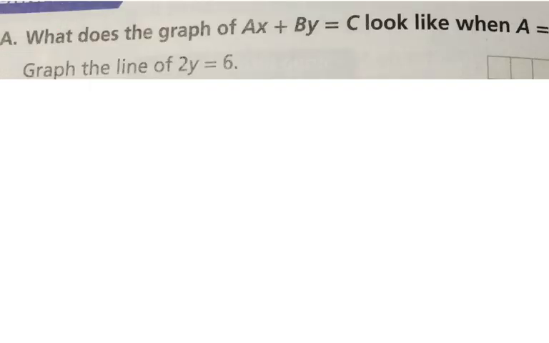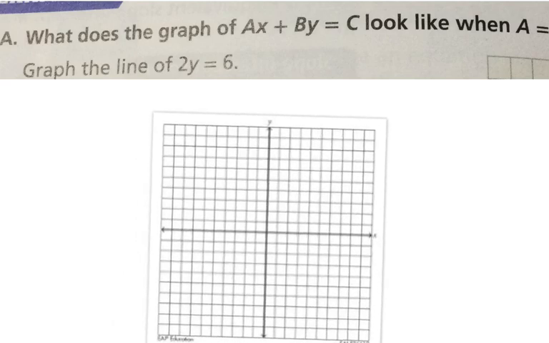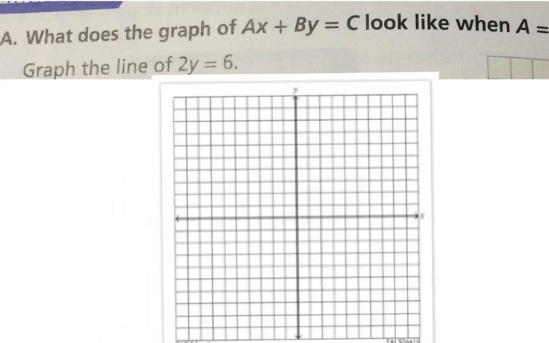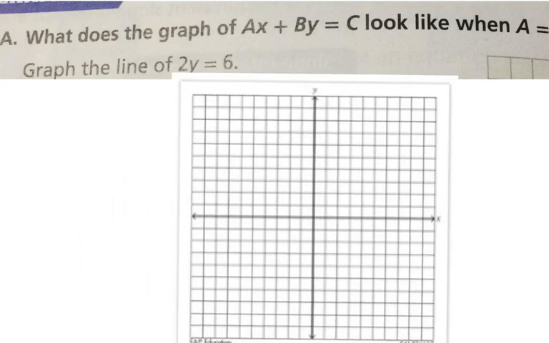Here's our question, still in standard form. What does the graph of ax plus by equals c look like if a is 0? So just think, if you plugged in 0 for a, then what happens to this term? It is gone. And so I'm just left with, this time it's 2y equals 6. So, okay, 2y equals 6. Well, let's go ahead and get y by itself.